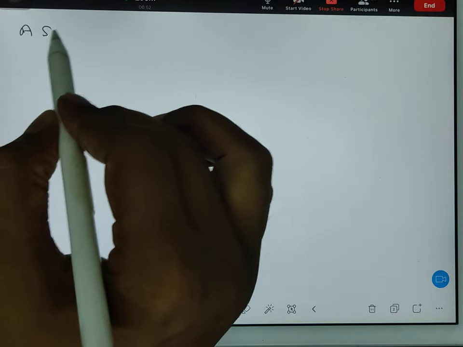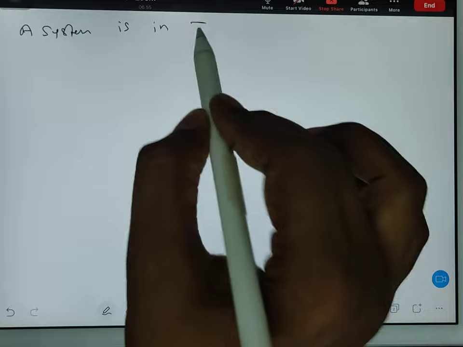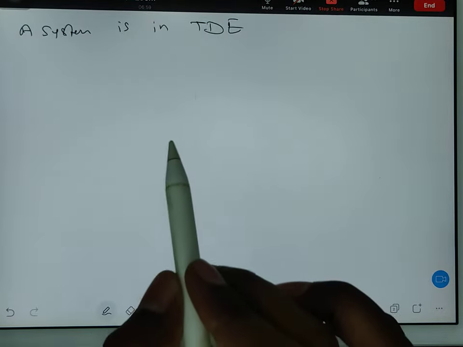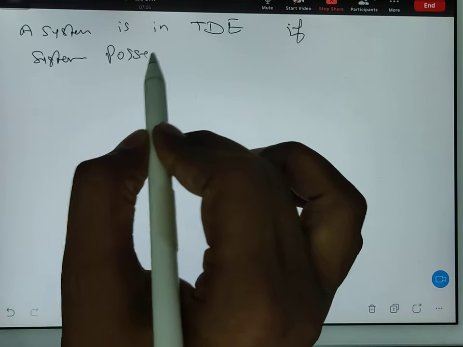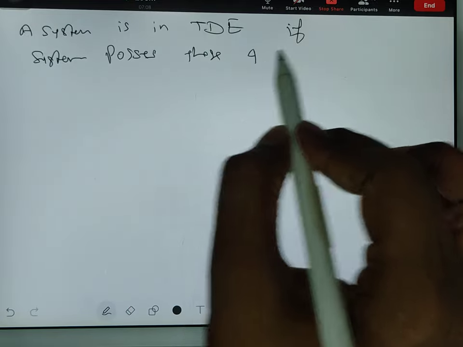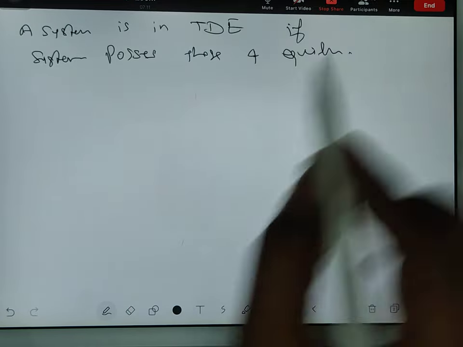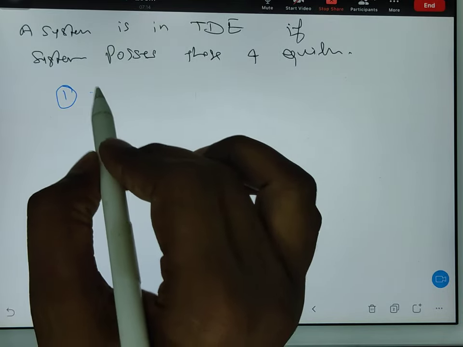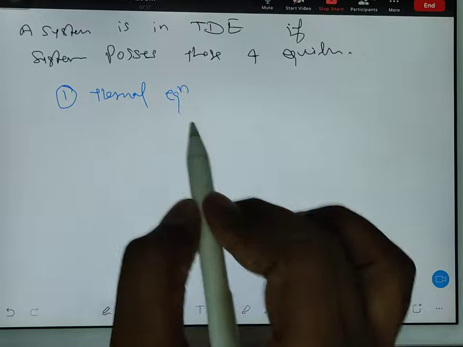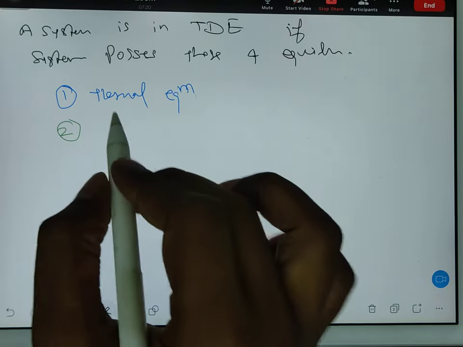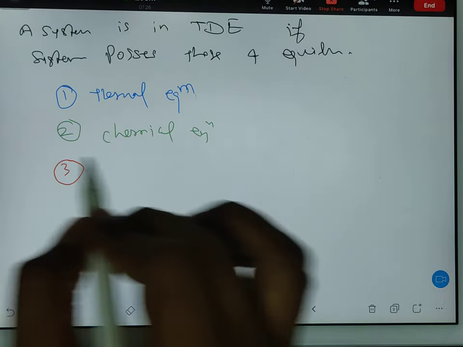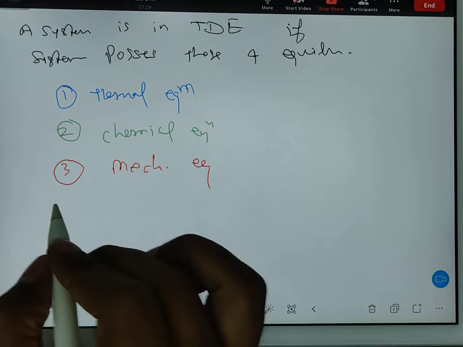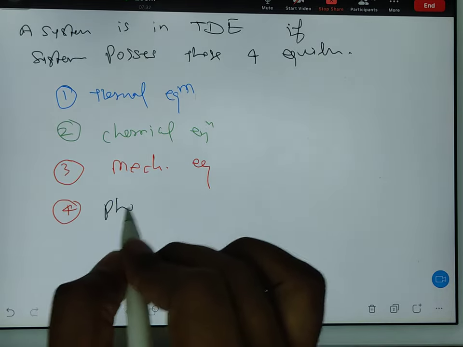So now list down. A system is in thermodynamic equilibrium. You write the full form. If the system possesses these four equilibriums, in that the first equilibrium is, you just mentioned, thermal equilibrium. Second equilibrium, you mention chemical equilibrium. Third equilibrium, you mention mechanical equilibrium. Fourth, you mention phase equilibrium.